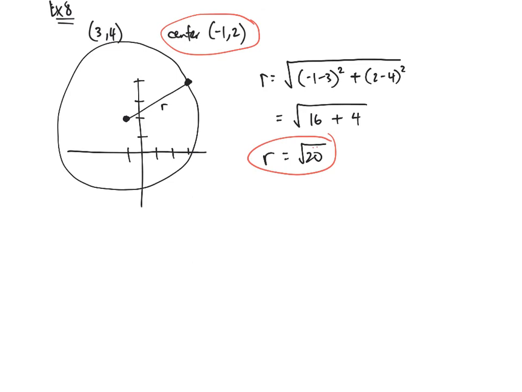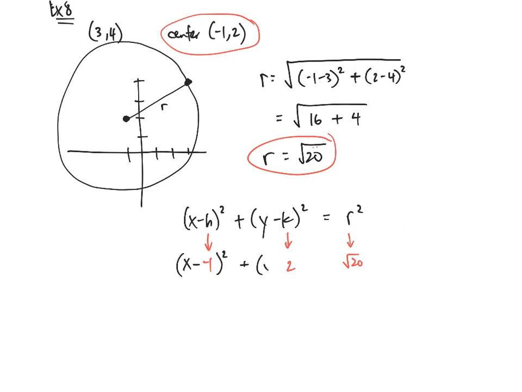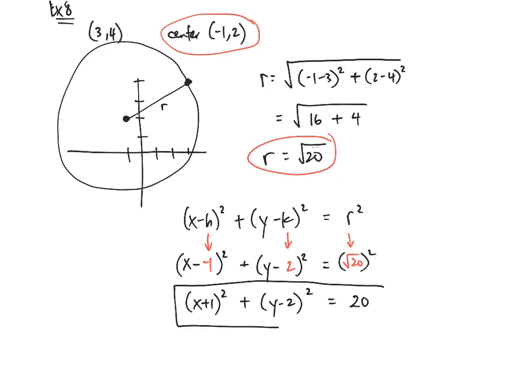All you've got to do is take your equation of a circle, remember, the equation of a circle is this, and replace h, k, and r into the equation. So h is -1, k is 2, r is radical 20. So we get x minus that squared plus y minus that squared equals that squared. Simplify it, and you get x plus 1 squared plus y minus 2 squared equals 20. And that is the equation of the circle.